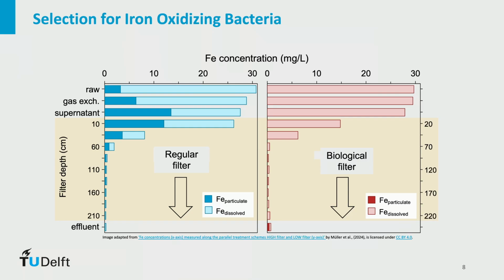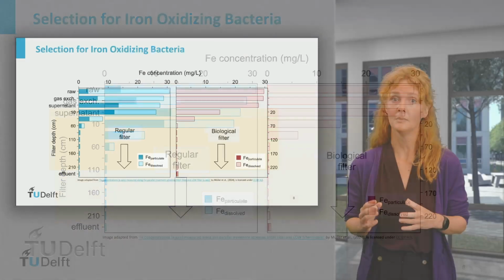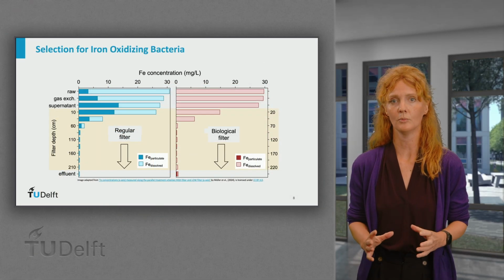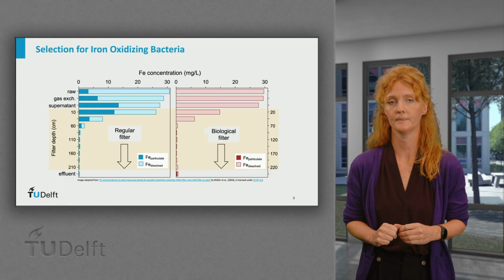The measurements in the slide show the iron concentrations prior and during filtration of a regular filter and a biofilter. It is clear that while particulate iron is detected in the regular filter, in the biological filter only dissolved iron is detected, meaning that all iron is removed on the sand grains.